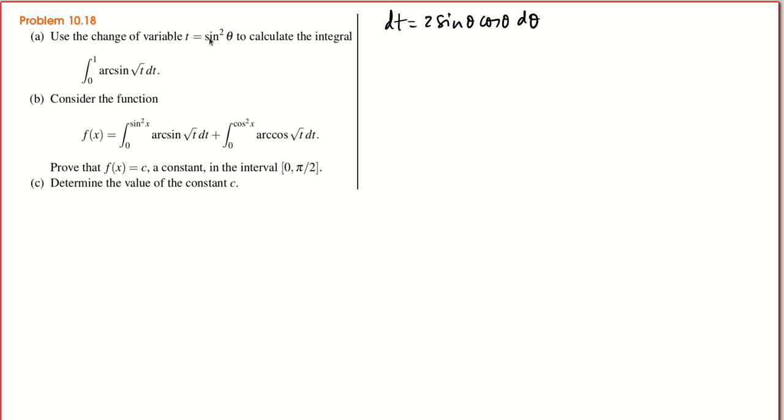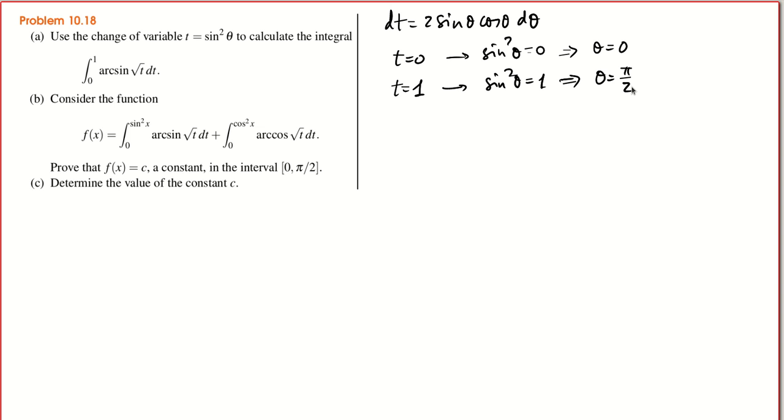And when t is equal to 0, then the sine squared of theta is equal to 0, which means the sine is equal to 0, so theta is equal to 0. And when t is equal to 1, then the sine squared of theta is equal to 1, which means the sine is equal to 1, which implies theta is equal to pi over 2. All right, so we have these two limits of integration here.